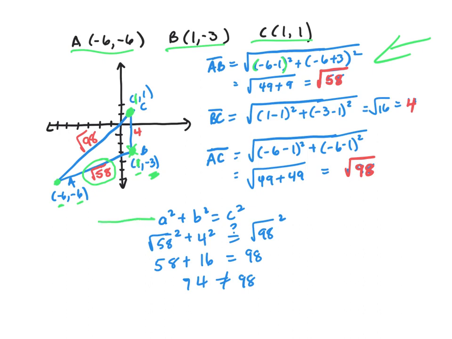So does this look familiar? A squared plus B squared equals C squared. That's the Pythagorean theorem. Side squared plus side squared equals C squared. So I took a side, which is square root 58, plus another side, which was 4, equals hypotenuse squared, square root 98 squared. And I got 74 not equal to 98, therefore not a right triangle.